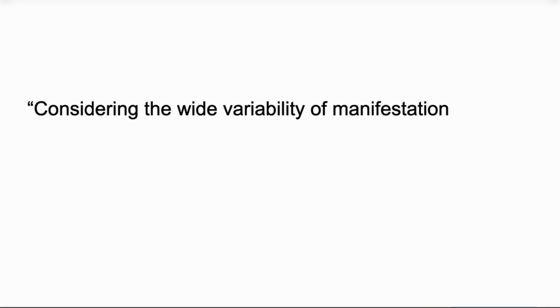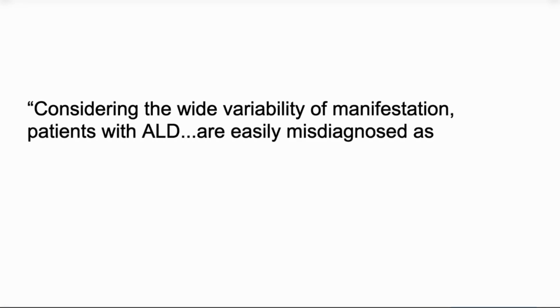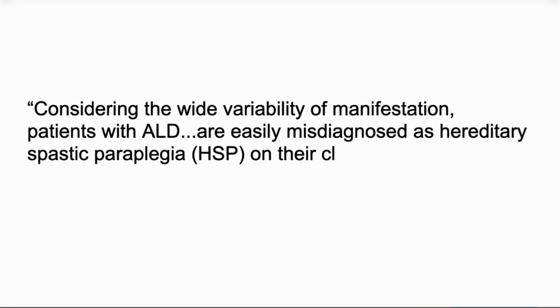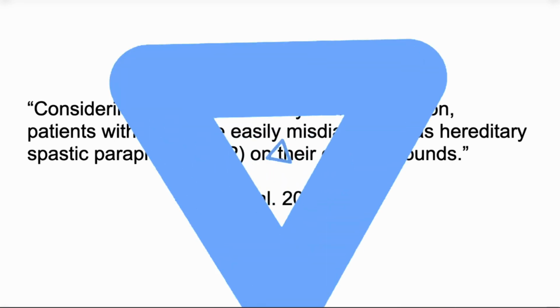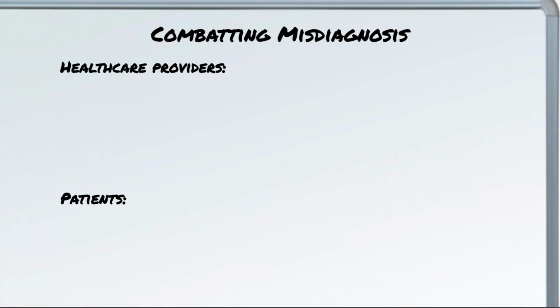A 2019 study published in the journal Parkinsonism and Related Disorders stated that for that same reason, patients with ALD are easily misdiagnosed as hereditary spastic paraplegia, which is a group of neurological disorders that affect upper motor neurons. You're probably asking yourself, what can be done to combat misdiagnosis? Here are a few strategies.